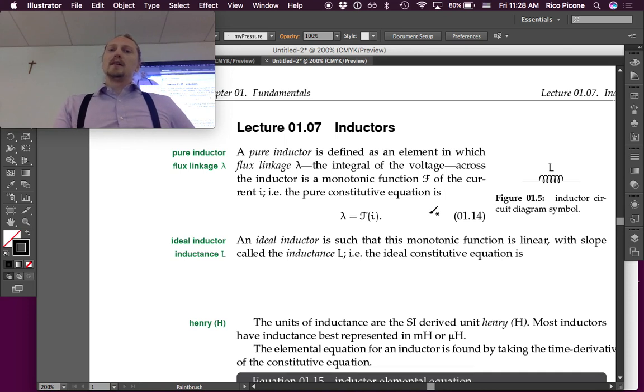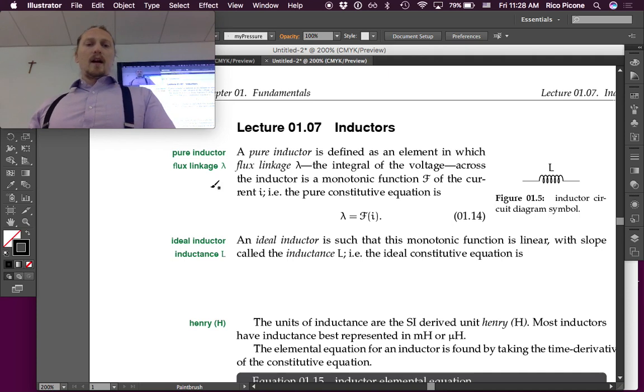So a pure inductor is defined as an element in which the flux linkage, lambda, across the inductor is a monotonic function f of the current I. In other words, the pure constitutive equation is that lambda is equal to some monotonic function of the current. Now, what does monotonic mean?